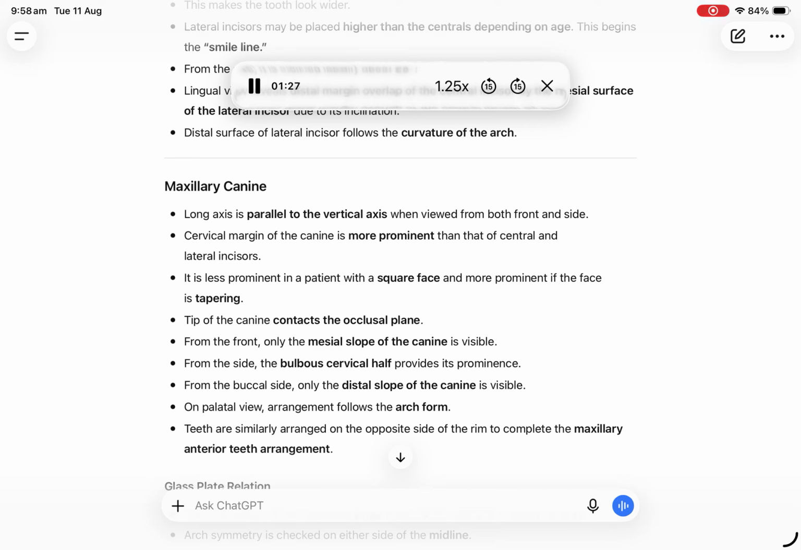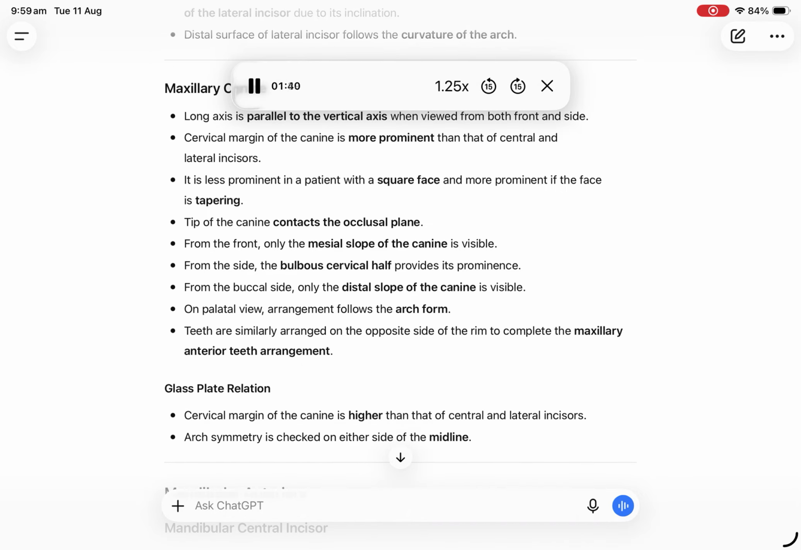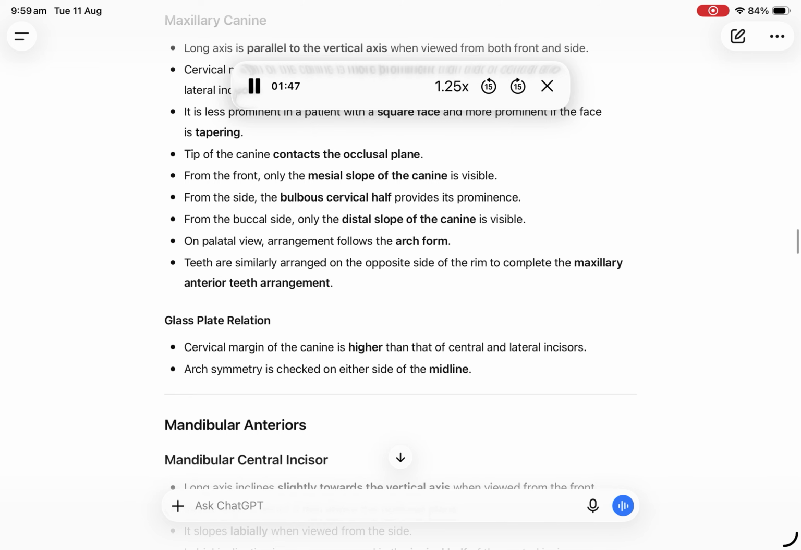From the front, only the mesial slope of the canine is visible. From the side, the bulbous cervical half provides its prominence. From the buccal side, only the distal slope of the canine is visible. On palatal view, arrangement follows the arch form. Teeth are similarly arranged on the opposite side of the rim to complete the maxillary anterior teeth arrangement.